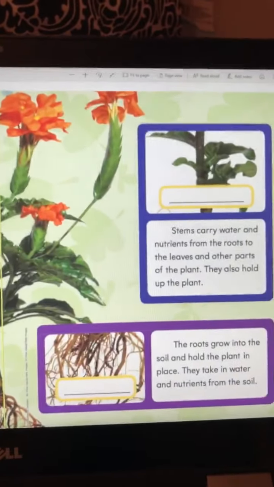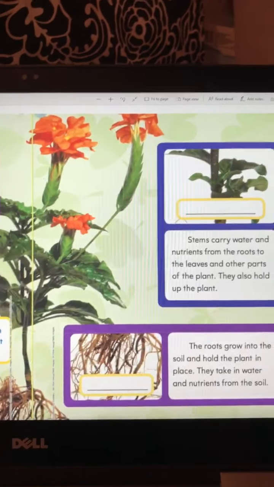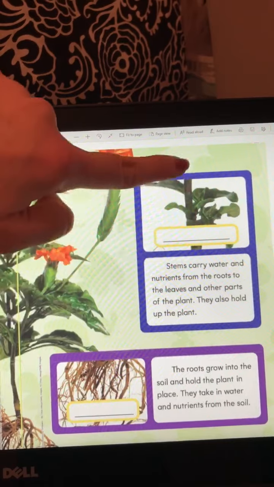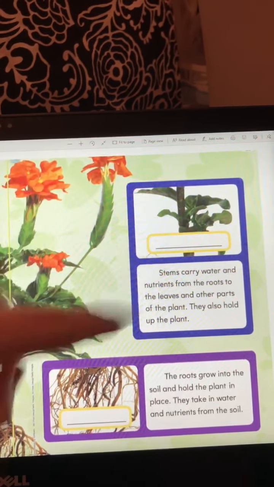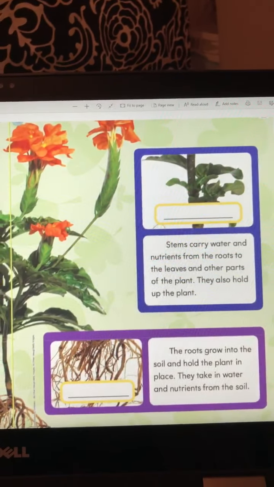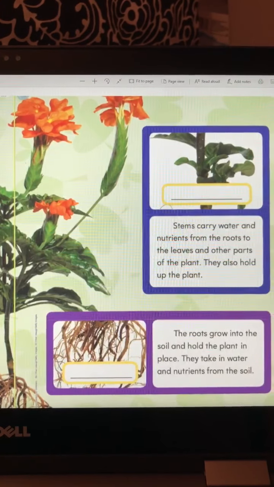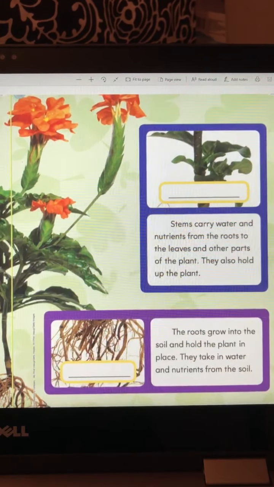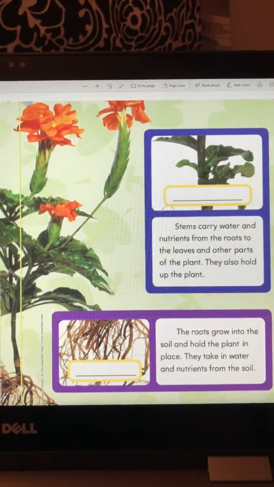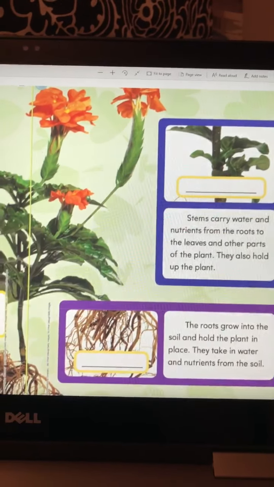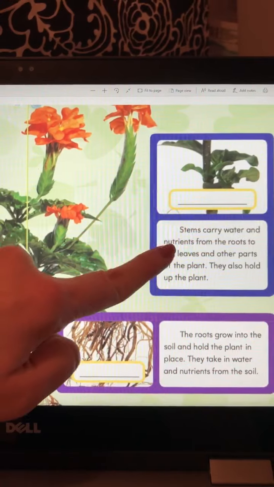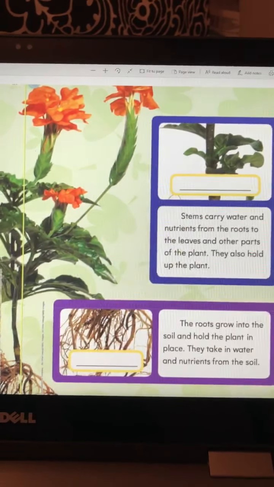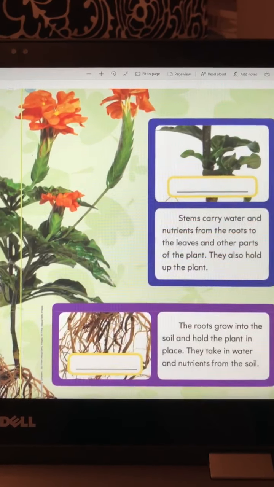And then we have 2 other parts. Right here, we see some leaves, but we're really looking at this long part of the plant. That is the stem. And it says stems carry water and nutrients from the roots to the leaves and other parts of the plant. They also hold up the plant. Do you remember what this word means? This word is nutrients. It's a big, special, fancy word. Do you guys remember what that word means?